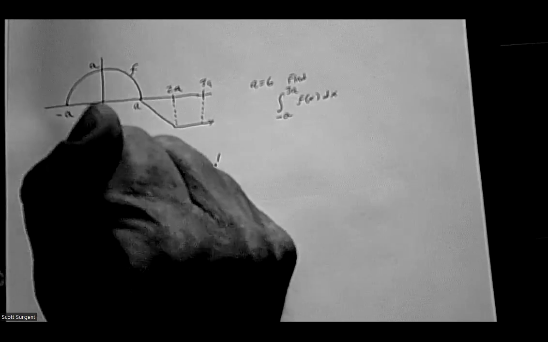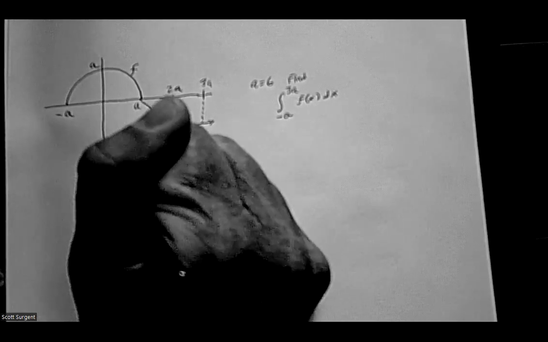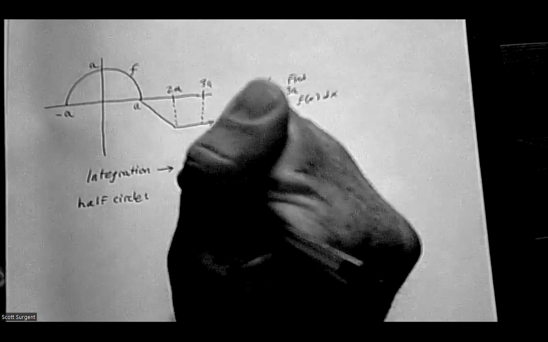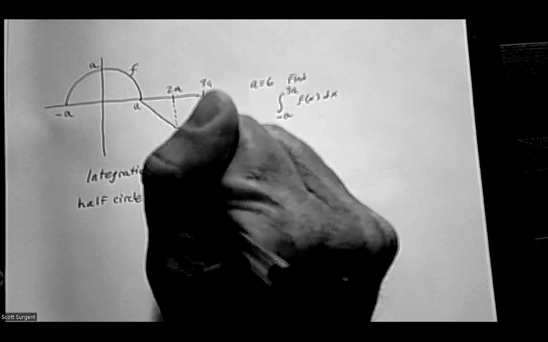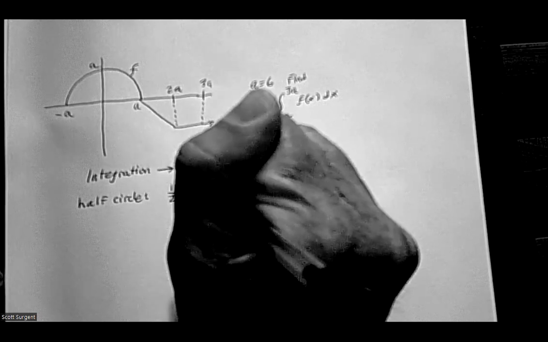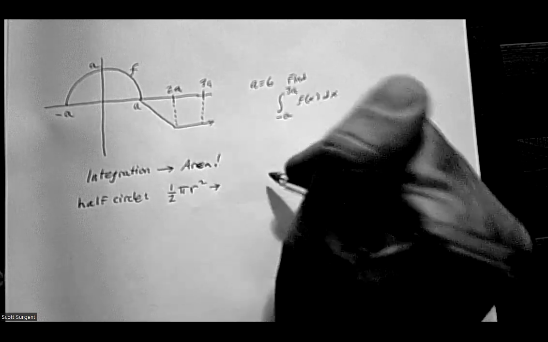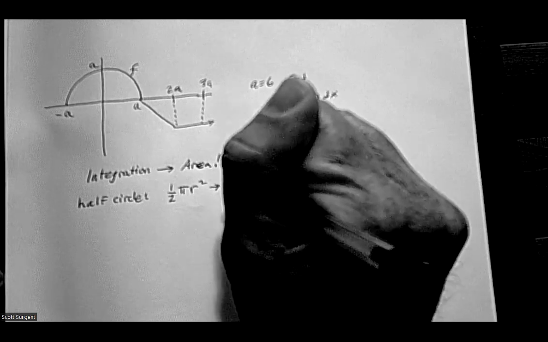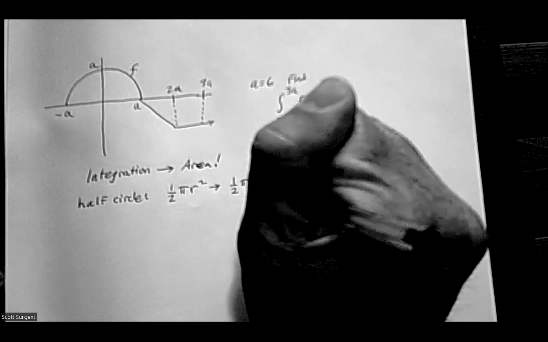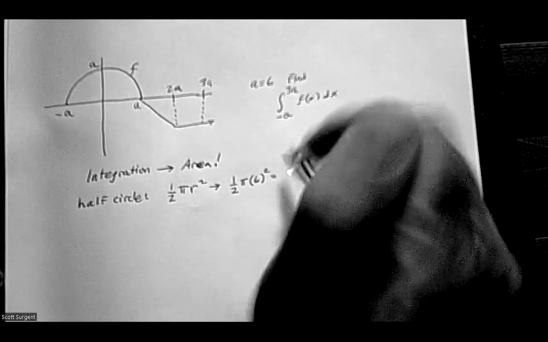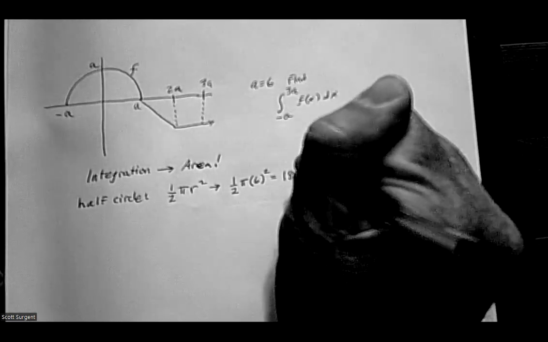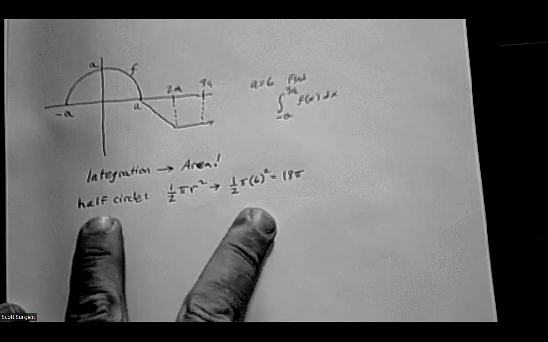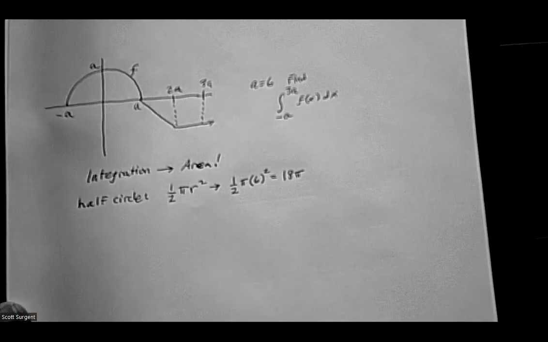So for the half circle, the area formula for a circle is pi r squared. So half of that is half pi r squared. And in this case, A is 6. So we just pop a 6 into the r. You get 36 over 2, which is 18. So you get 18 pi. That's the area of the half circle, 18 pi.